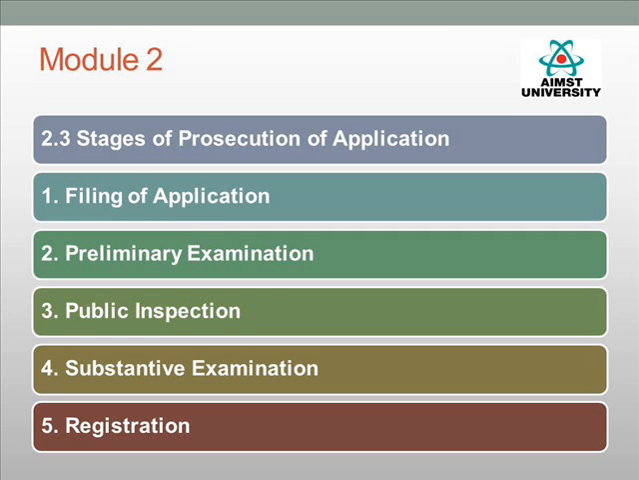3. Public inspection. After 18 months from the filing date or the earliest priority date, details of the filed patent application, including the complete specification, are made available for public inspection. The application, however, is not published in printed form.